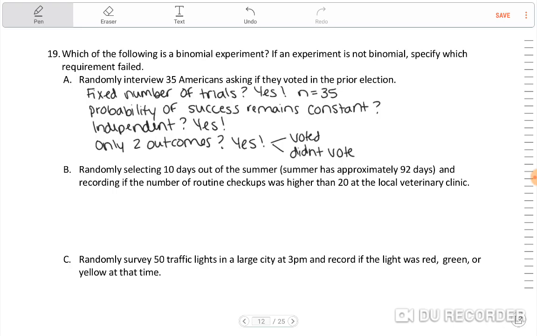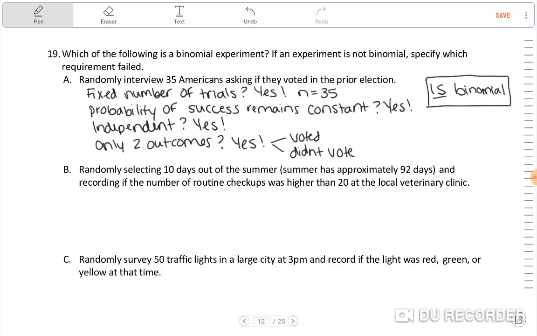Okay, let's come back to probability of success remains constant. Now, even though we don't know the probability of success, which is that they voted or they did not vote, that's going to remain a fixed number. So I'm going to say yes here. Yes, this is binomial. It meets all the requirements.